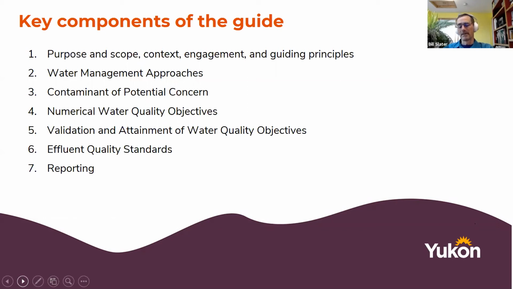And finally, the guide describes how we develop effluent quality standards, which are the end-of-pipe discharge standards for a mine, and those are based on calculations of available dilution between the stream and the effluent discharge location. So I think that provides a quick overview of what the guide contains and how we got to where we did.